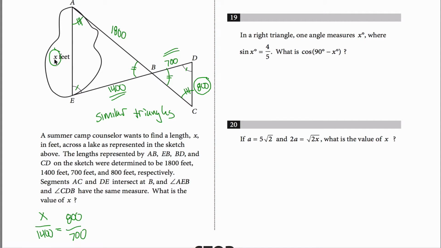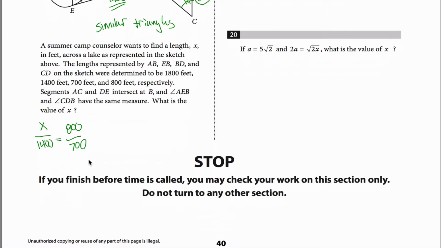The way I got this is, again, remember the x and the 800 go together. Those are right across from each other. And the 1400 and the 700 go together. And the x and the 1400 are in one triangle, and the 800 and the 700 are in another triangle. If you get to here, it's pretty straightforward. You want to solve for x, get the x all by itself, multiply both sides by 1400. So x is equal to 800 divided by 700 times 1400.